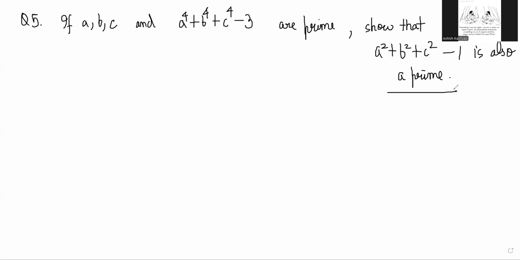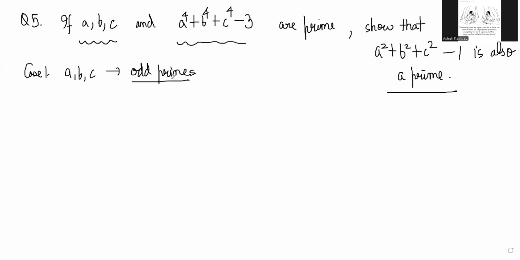Okay. So A, B, C and this number are prime. Usually primes are odd, so we should first take the case that A, B, C are all odd. The only exception is 2. So right now we are saying that none of them is 2. They are all odd.